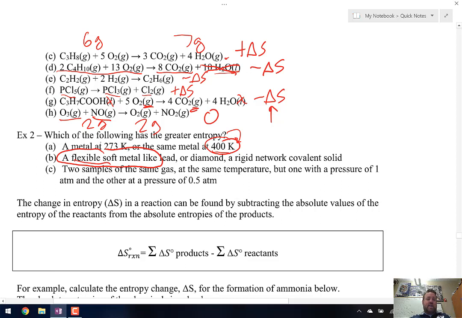Okay, and then letter C, 2 samples of the same gas at the same temperature, but one with a pressure of 1 atmosphere, one with a pressure of 0.5 atmospheres. Again, if it's the same gas, the same temperature, think about PV equals nRT. If it's the same gas, R is the same, the temperature is the same. If the pressure's higher on one, then the volume is going to be lower in that same gas. So if something's at a pressure of 0.5, then its volume is going to be higher.